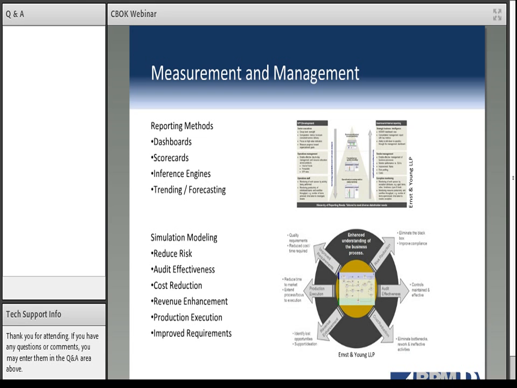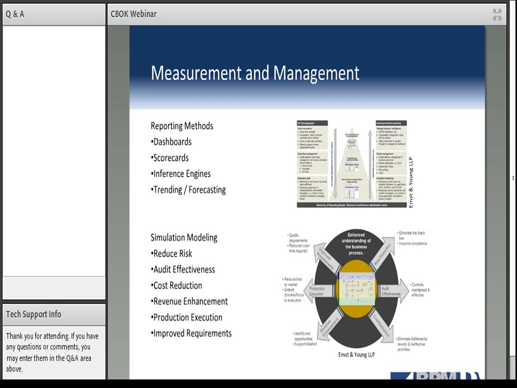And then trending and forecasting, which again is a batch process. Usually it's based on some data warehouse that looks forward and back to be able to understand where you've been and then project out where you potentially will be going, so you can make decisions from a leadership standpoint.